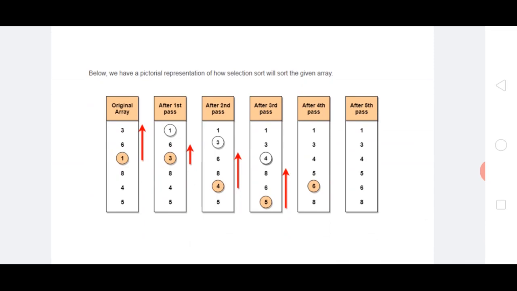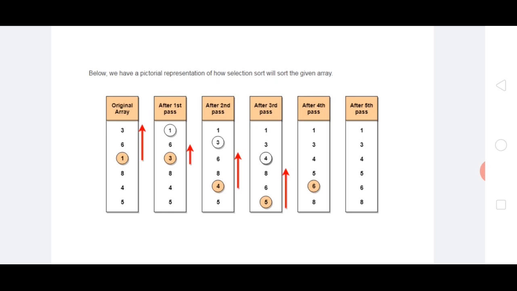Now see in the figure, which contains number of arrays. In first array, which contains the elements 3, 6, 1, 8, 4 and 5, in the first pass, the smallest element will be 1, so it will be placed at the first position. Now see in the figure, the 1 will be placed at the first position.